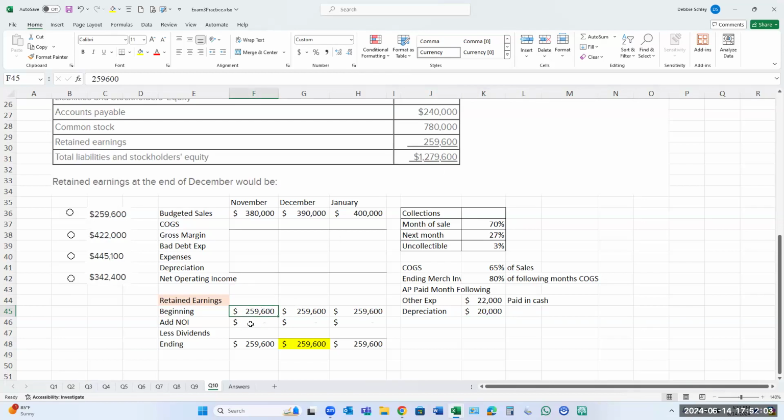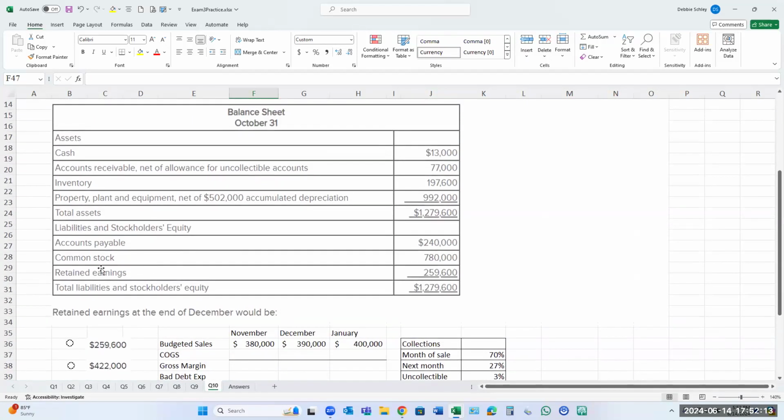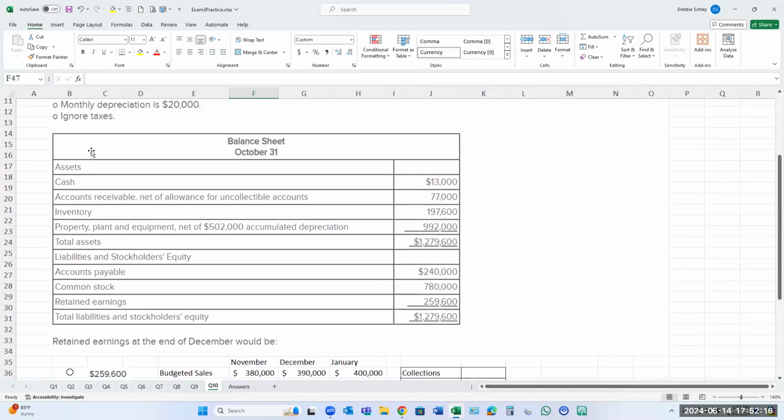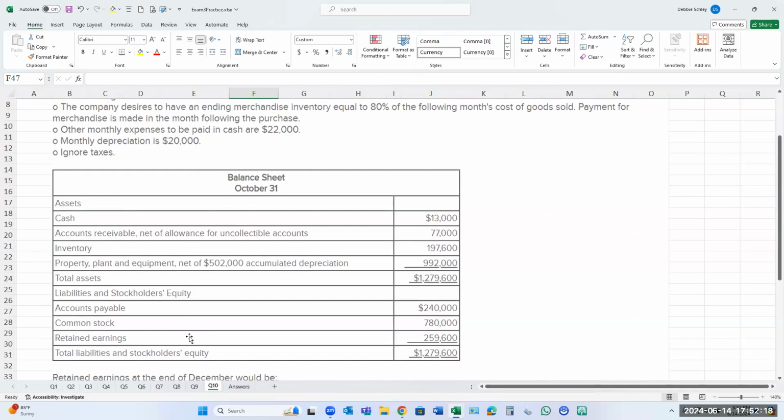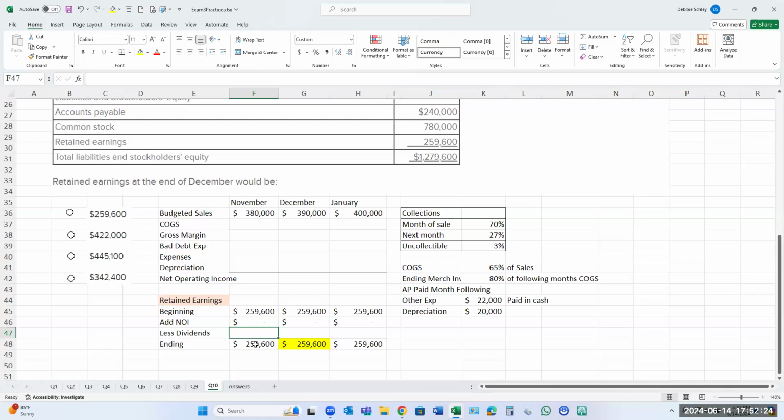Now here, I'm just going to add whatever net operating income I get here and dividends. We don't have any dividends, so I don't have to subtract anything. So each month, I'm just going to take beginning retained earnings plus net operating income. It's ending, then ending goes up to the next month's beginning, and then add the net operating income. I figured that out, and we'll just have to go to December.